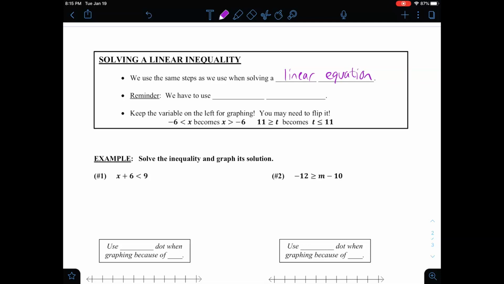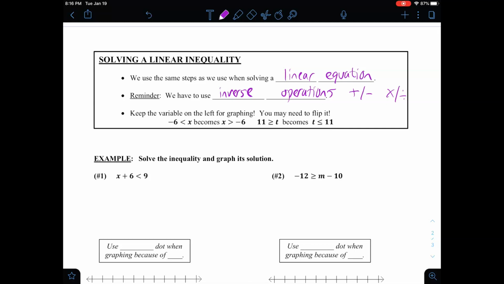Okay, so as a reminder, let's write that down for a sec. We have to use what are called inverse operations. So the opposite of addition is subtraction. The opposite of multiplication is division. Okay, so you do inverse operations. And one more thing to be careful about is that you want to keep the variable on the left.